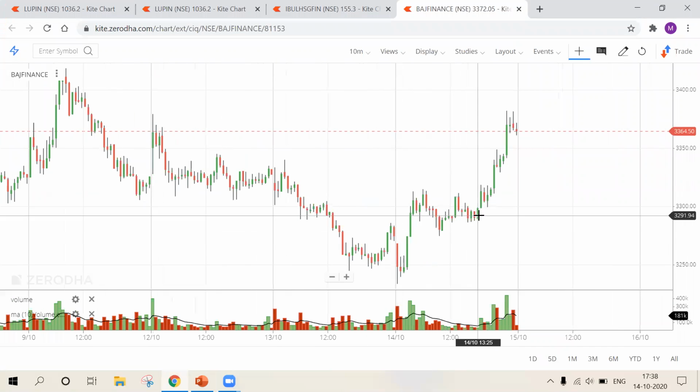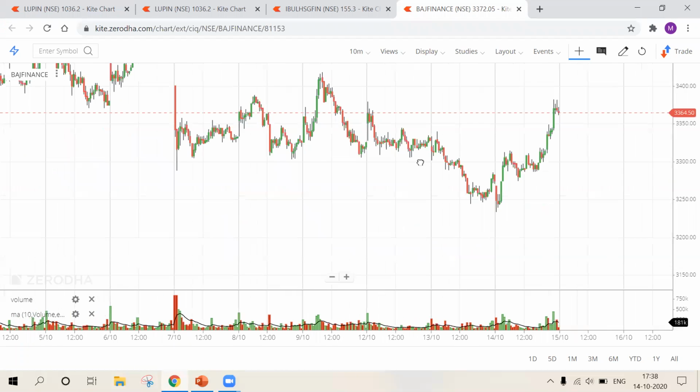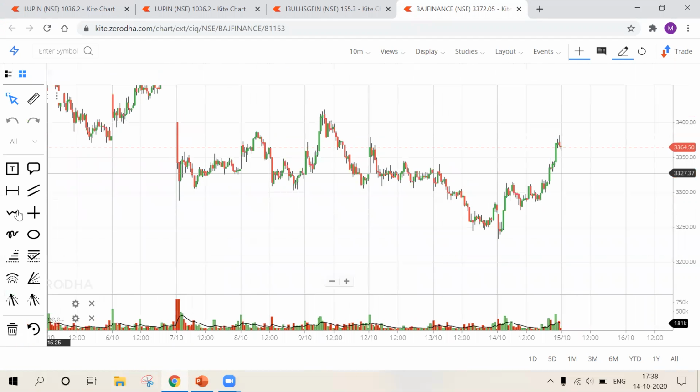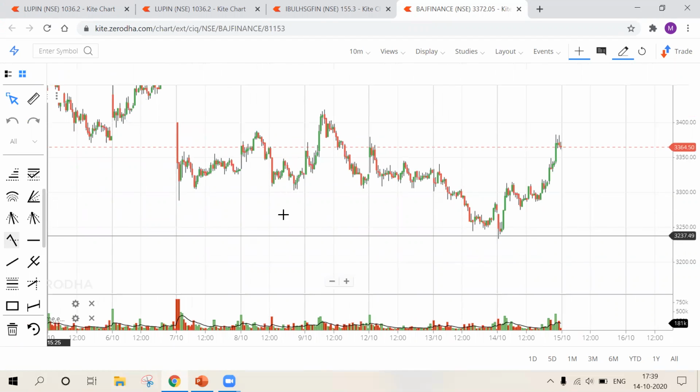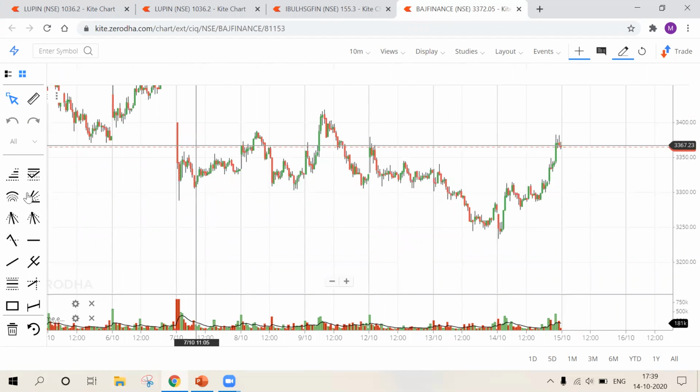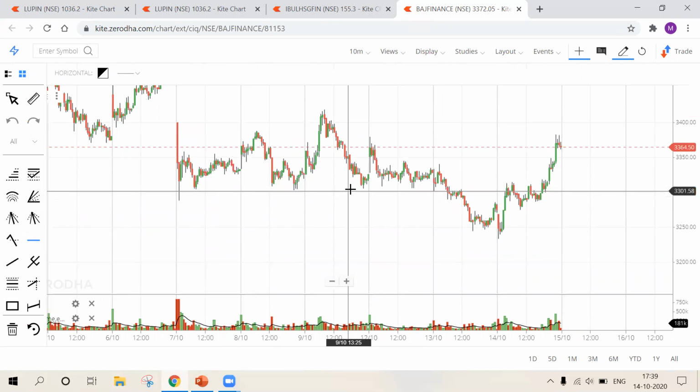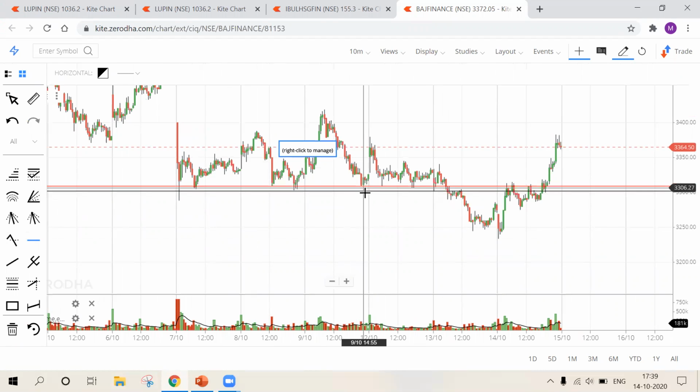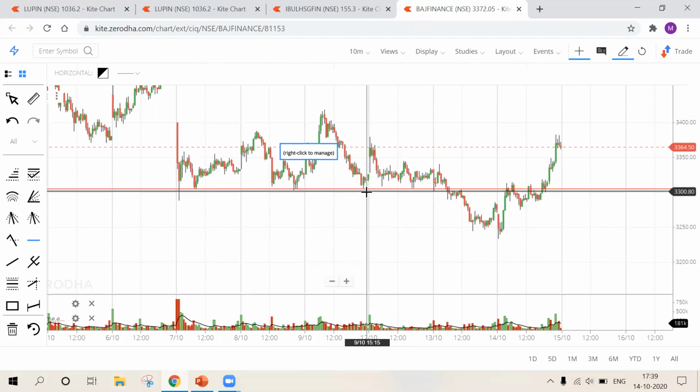It actually gave a good move today. I'll be using price action here, and I'll tell you where to enter and where to exit today. This level looks like a strong level to me.